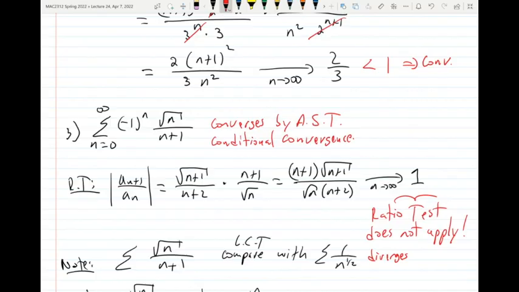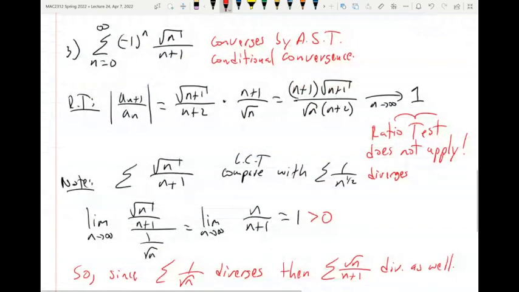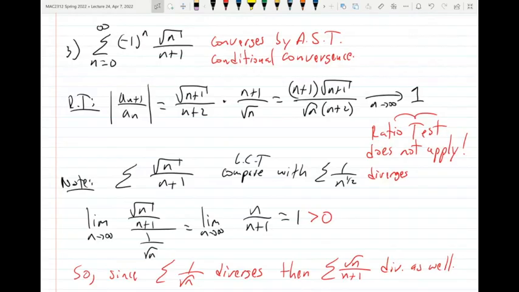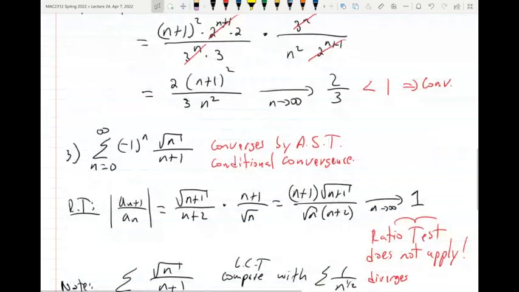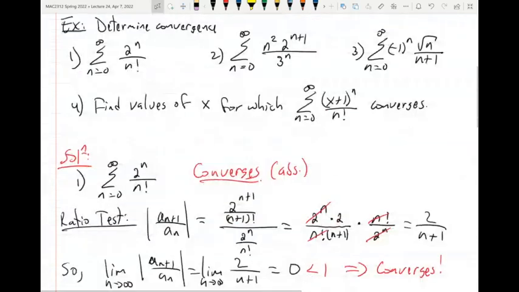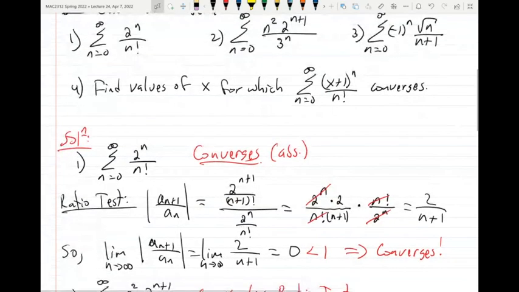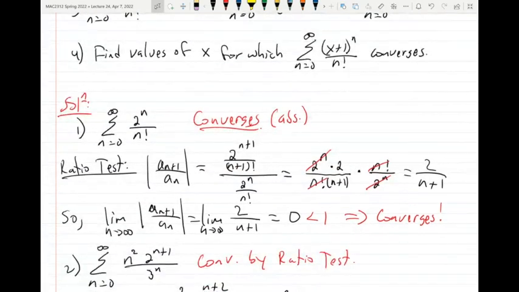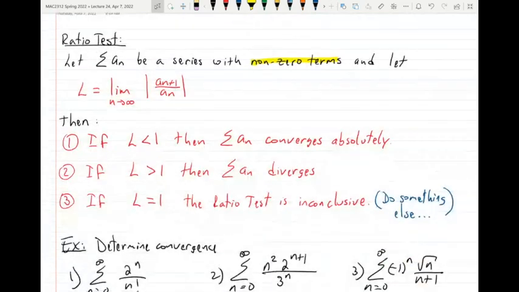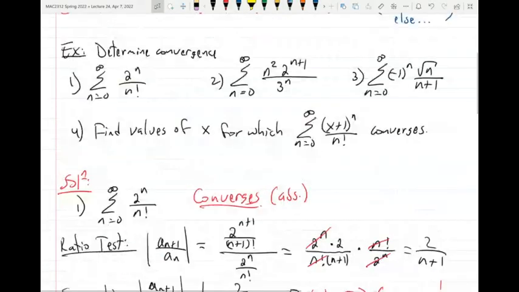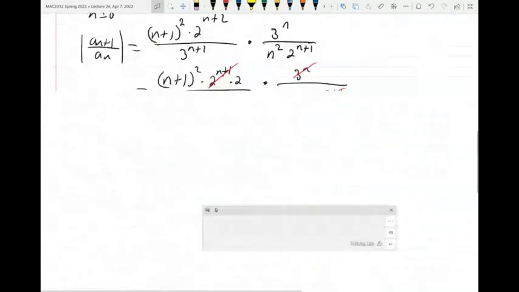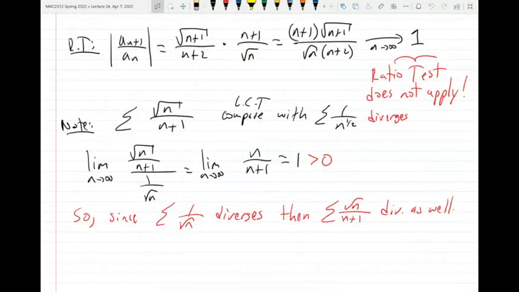Okay, questions? Yes. So when it says that the ratio test does not apply, does that mean that it could converge? Absolutely. Yeah, you cannot deduce anything. It just means that if the limit is 1, then move on and do something else. You cannot say anything. That's what it means. Yes. Okay. Questions?